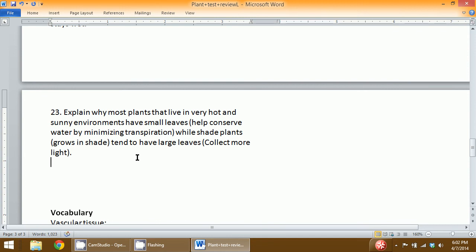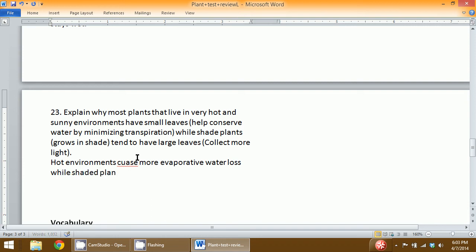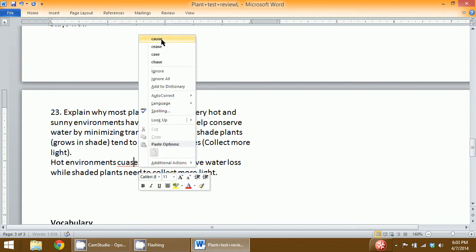Hot environments cause more evaporative water loss, while shaded plants need to collect more light. So that's hopefully what you thought of.